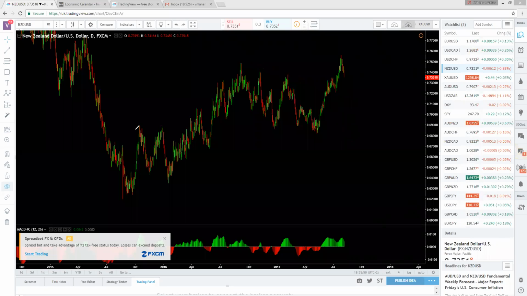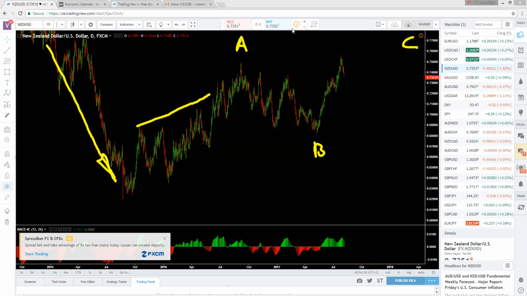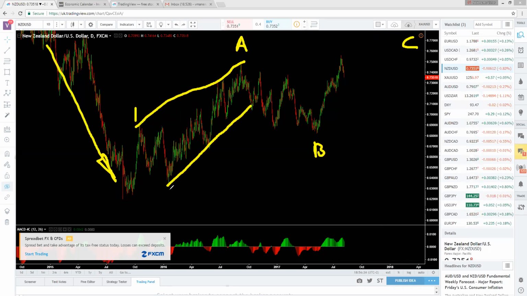If you look here carefully, you would see that we had an impulse there. And after this impulse, we're getting an A, and then we're getting a B, and then a C. And this C, again, we saw a leading diagonal. Leading diagonals only happen in wave A and in wave 5. Okay? So here is why I said this was a leading diagonal. 1, 2, 3, 4. After 5, what happens?